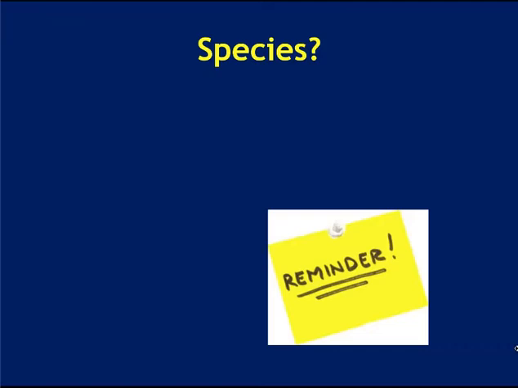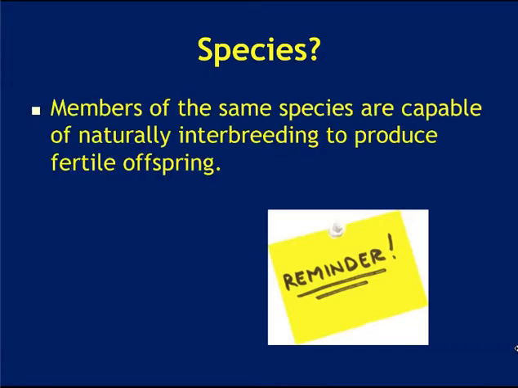So if you are a species, what does that mean? So you have to be capable of naturally interbreeding, and I put this word in because the SEC sometimes decide they really want it, and you have to produce fertile offspring. So you're naturally interbreeding and you produce fertile offspring. They are the two main criteria for something to be in the same species.